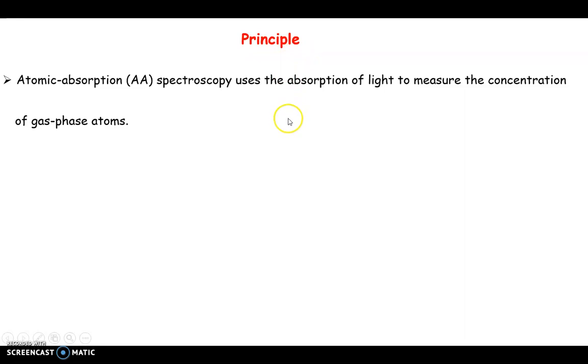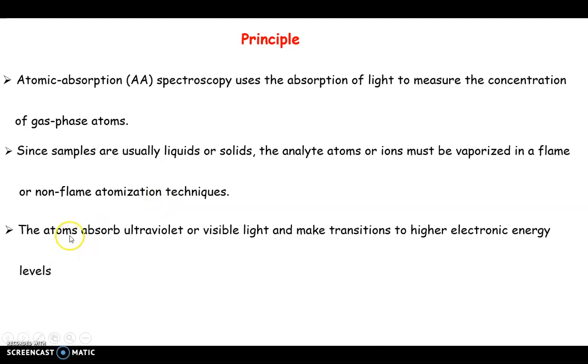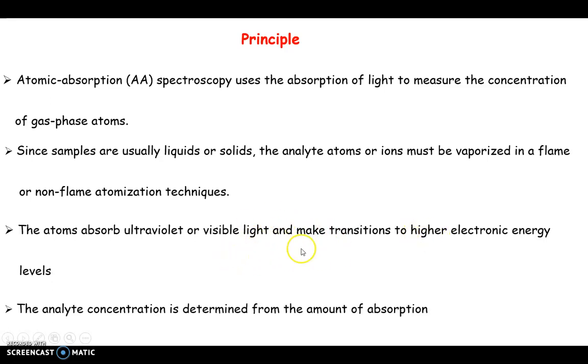So the principle involved in atomic absorption spectroscopy is that it uses the absorption of light to measure the concentration of gas phase atoms. Since the samples are usually liquids or solids, the analyte atoms or ions must be vaporized in the flame or by using non-flame ionization techniques. The atoms will absorb the ultraviolet or visible light and will make the transition to higher electronic energy levels, and we can determine the concentration of analyte from the amount of absorption.